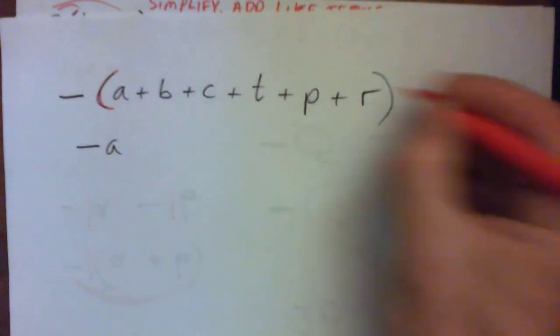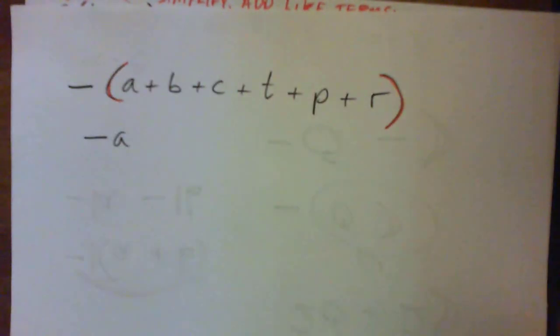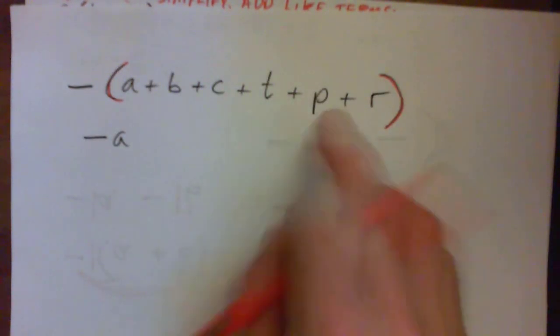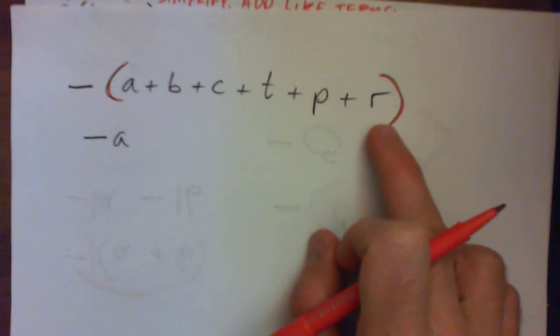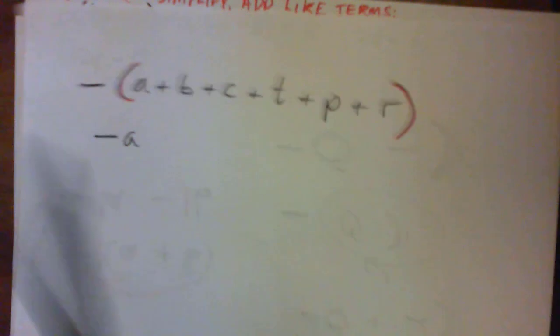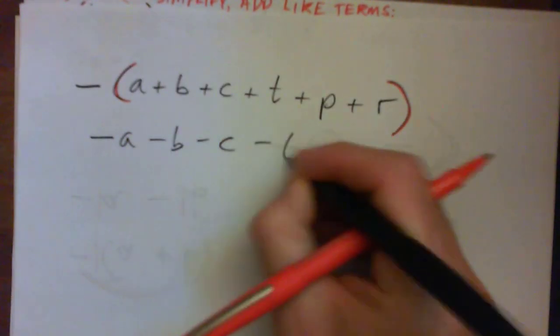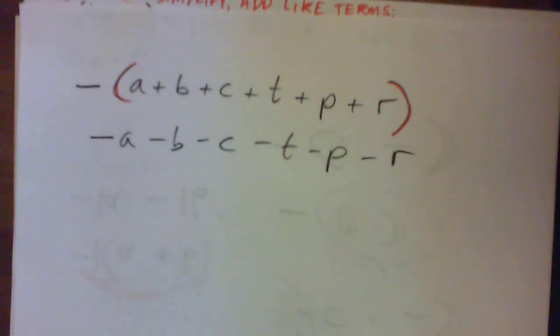In the bag I've got an apple, a banana, a cherry, a turnip. Actually, turnip's not a fruit. It's a root vegetable. A peach and a raspberry. All right? So it means I'm subtracting all of these things. Subtracting the apple, the banana, the cherry, the turnip, the peach, the raspberry. Make sense? Yeah. All right.